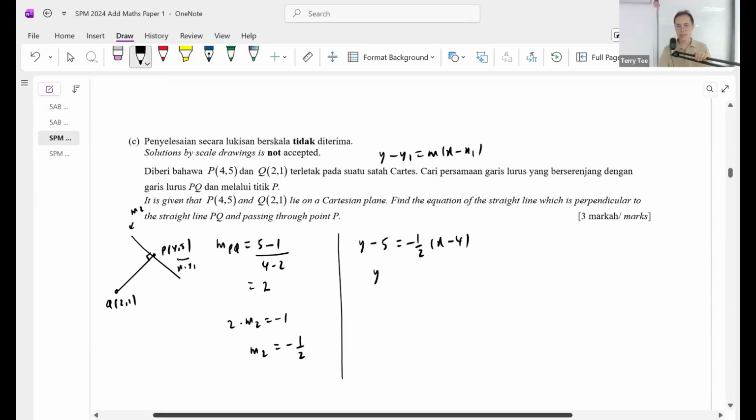So let's multiply inside: negative 1 over 2 x plus 4 divided by 2. Can we write 2 straight away? Yeah. And then you plus 5. Bring the 5 over to the right hand side. Your y is negative half x plus 7. Yeah, there you go. That's your equation of the straight line.